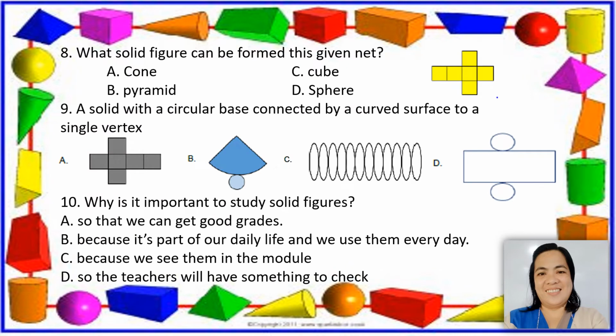Number 8, what solid figure can be formed from this given net? Try to look at the figure at the right. A, cone, B, pyramid, C, cube, D, sphere. If your answer is C, you got the correct answer. Number 9, a solid with a circular base connected by a curved surface to a single vertex. Try to look at the illustration. Is it A, B, C, or D? The correct answer is letter B.